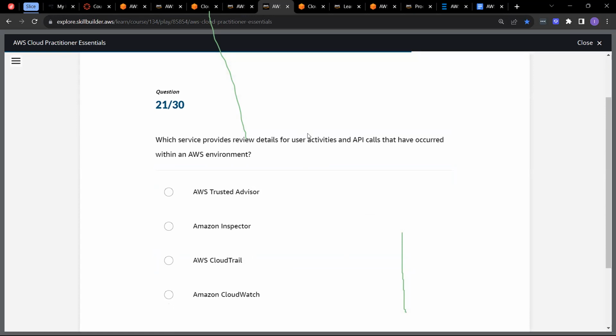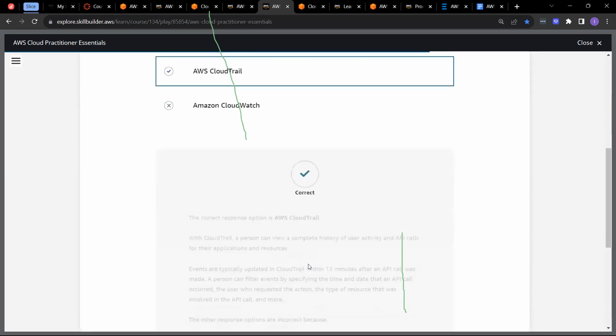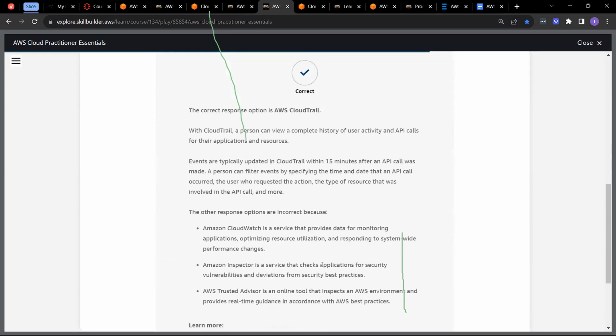Which service provides review details of user activities and API calls that have occurred within an environment? Everybody know. If you know, I beg, CloudWatch. What is CloudWatch? Let's read what CloudWatch is so that we don't mix it up. CloudWatch is the monitor. CloudWatch is for monitoring applications and optimizing resources.